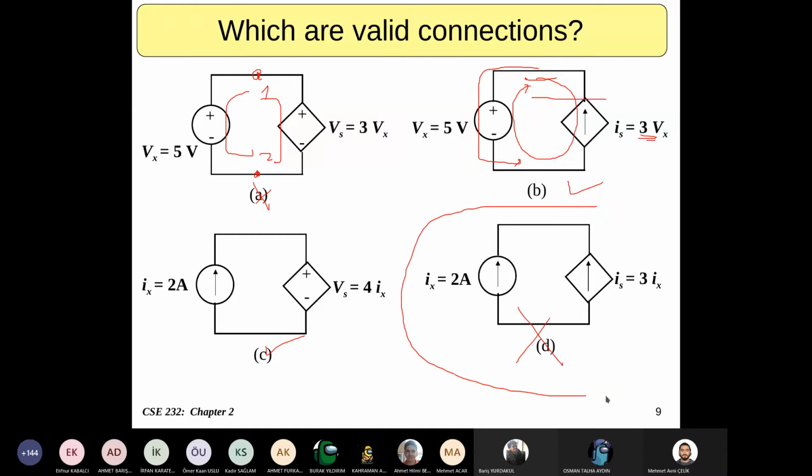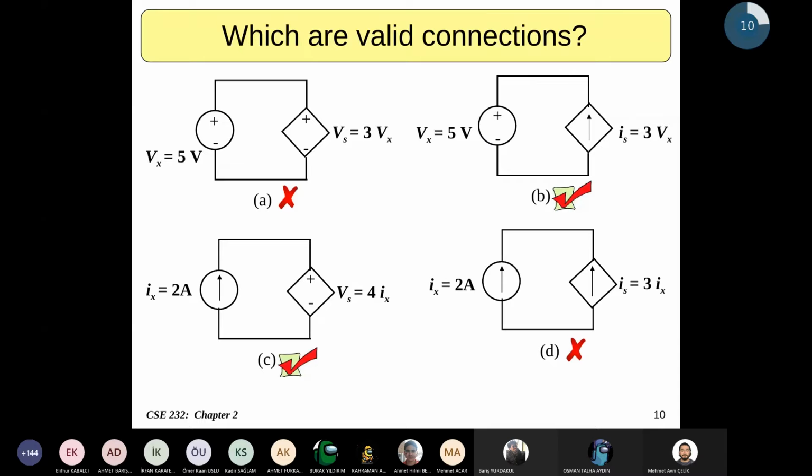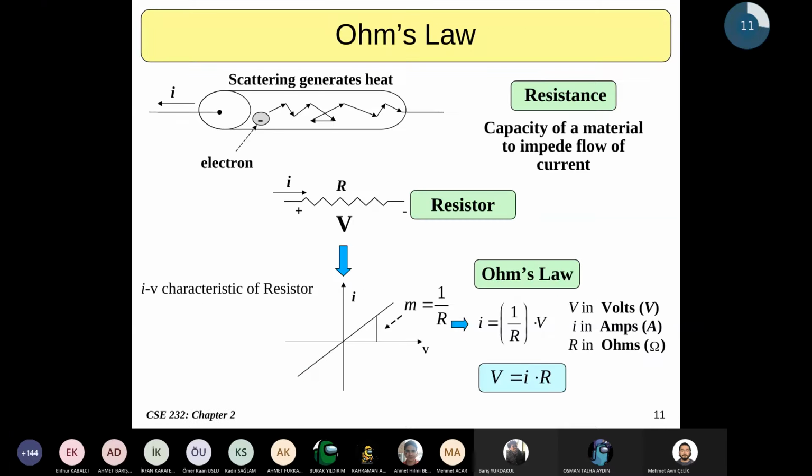Does everybody understand why I'm saying this is not valid? I hope so. As you can see, the currents coming from this side and this side are supposed to be equal to each other, which is not the case here. That's why I said that's not valid. Anyway, those were just warming up drills. Let's start doing something real now.